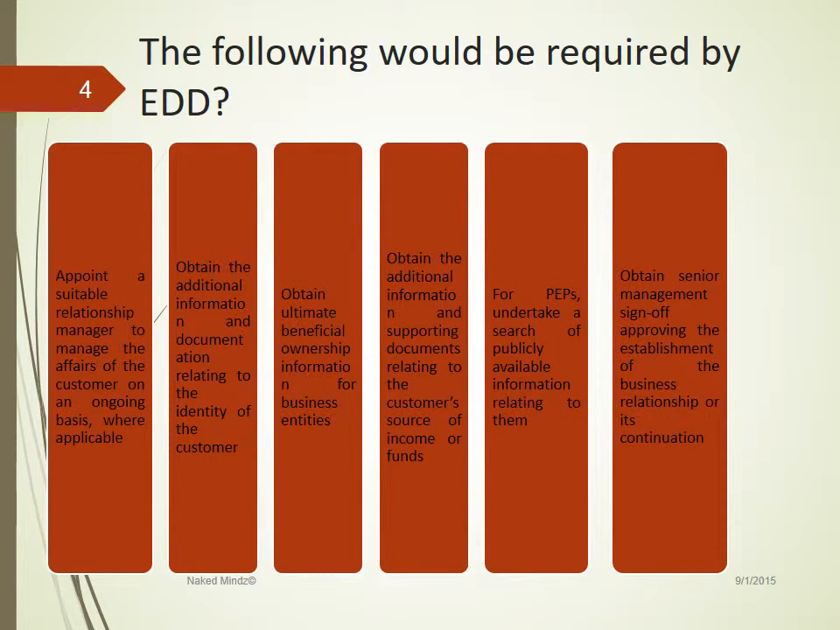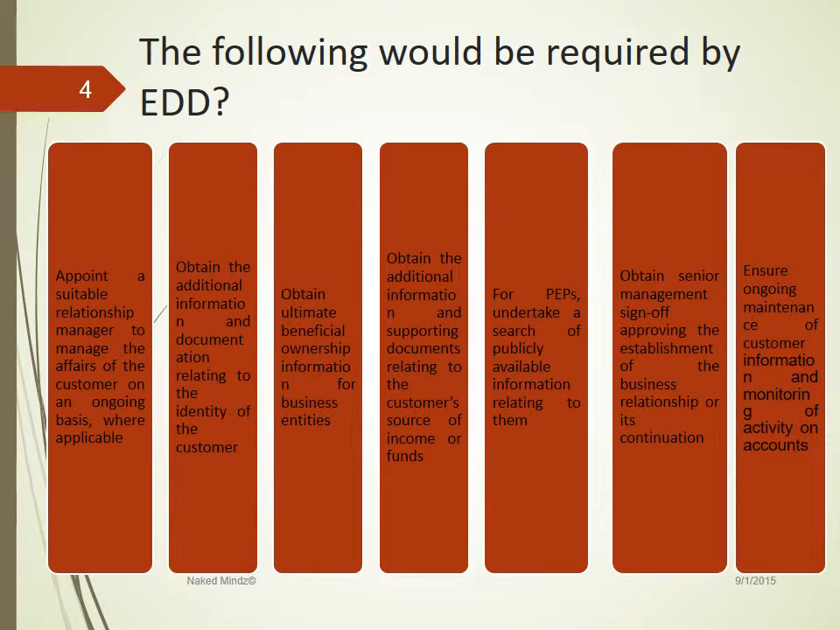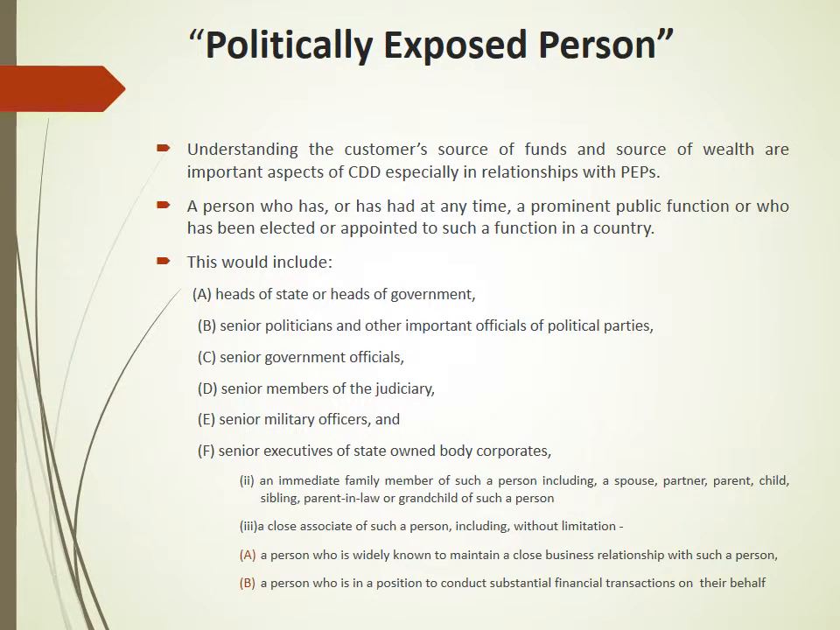You would have to obtain senior management sign-off for approving the establishment of the business relationship or its continuation. And finally, you'd have to ensure ongoing maintenance of the customer information and monitoring any activity on accounts. Understanding the customer source of funds and source of wealth are important aspects of client due diligence, and this is nowhere more true than in a relationship with a politically exposed person or a PEP.